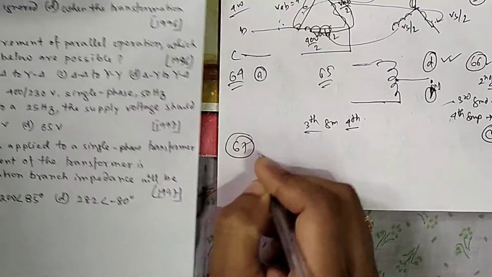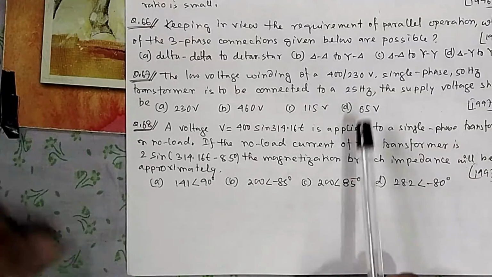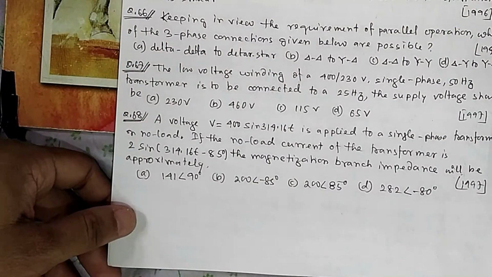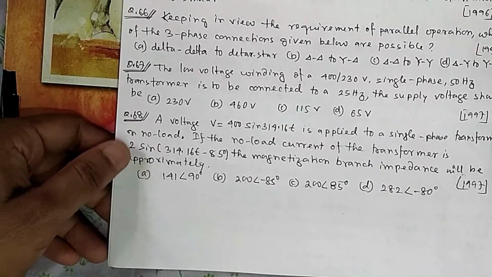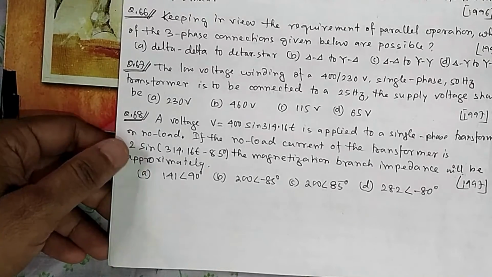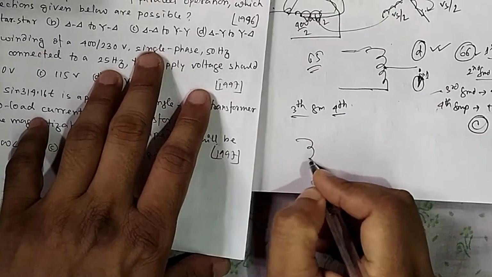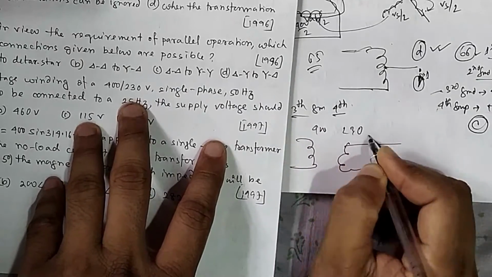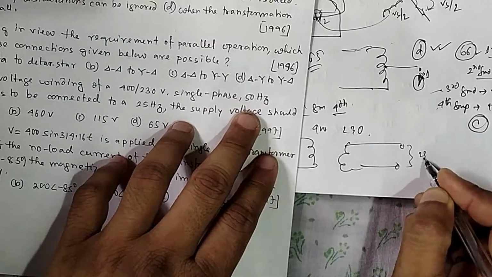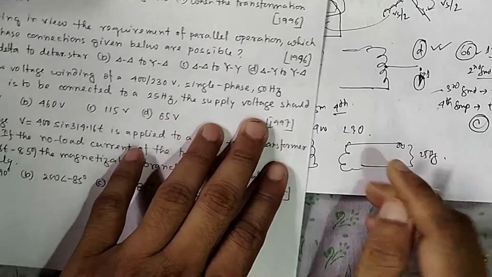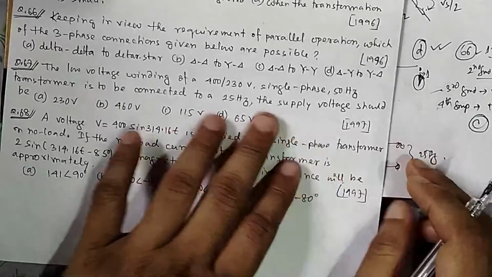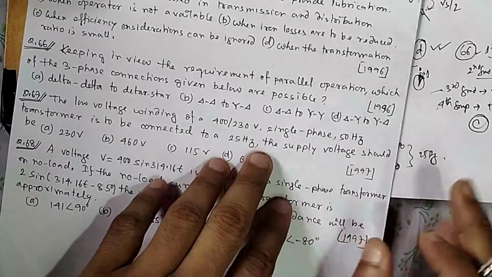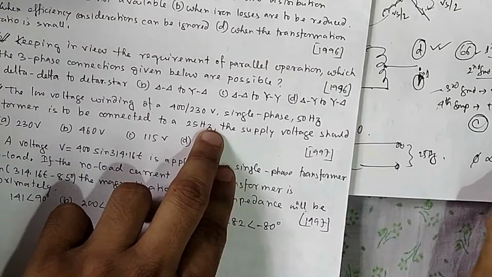Next, if you come to question 67: the low voltage winding of a 400/230 volt single phase 50 Hz transformer is to be connected to a 25 Hz supply. The supply voltage should be what? A transformer, you know, is always a constant flux machine. This is the primary and secondary, 400 and 230. It is connected to a 25 Hz supply, so what should your supply voltage be, so that the transformer operates properly? Now with the transformer, you always remember, flux is always proportional to V by F.